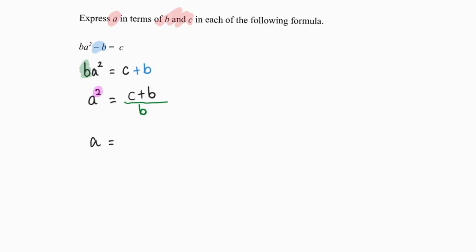And if I want only to find the a, I would have to square root the whole thing. And at this stage, we do not know what a represents. So therefore, we have to take into account both the positive and the negative answer.